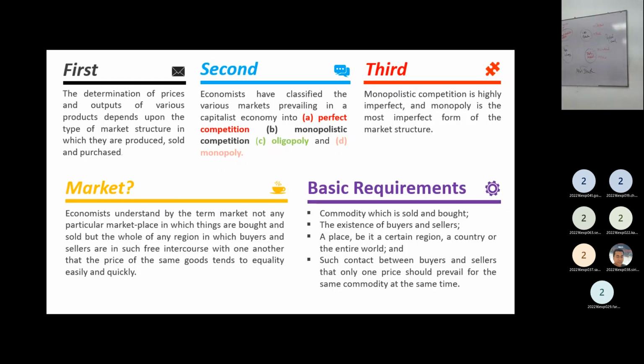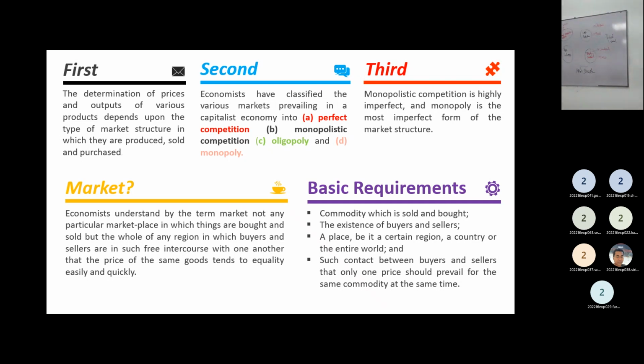Now, some of the things are already there. Right, so if we look at this, here it says the determination of prices and outputs of various products. You could see that I have drawn 4 industries. They are determining their price and outputs in a very simple way. The determination of prices and outputs of various products depend upon the type of the market structure in which they are produced, sold, and purchased. Now, this is a particular market structure. They decide this. This is a particular market structure. They also decide this. Clear?